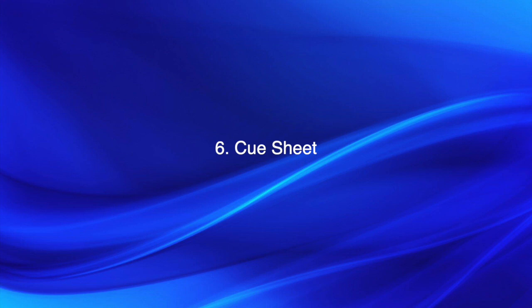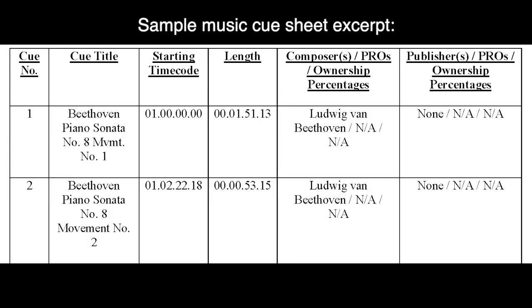Next, let's talk about a cue sheet. A cue sheet is usually used to refer to a list of music cues or individual pieces of music in a film. Now, on that list, you'll usually see the time code in the movie where each cue or each piece of music begins and ends, the title of the piece, the composer, the publisher, which performing rights organization such as ASCAP or BMI has the right to collect the royalties associated with the piece, and perhaps other information for each cue. Here I'm showing an example of a cue sheet so you can see what one looks like.